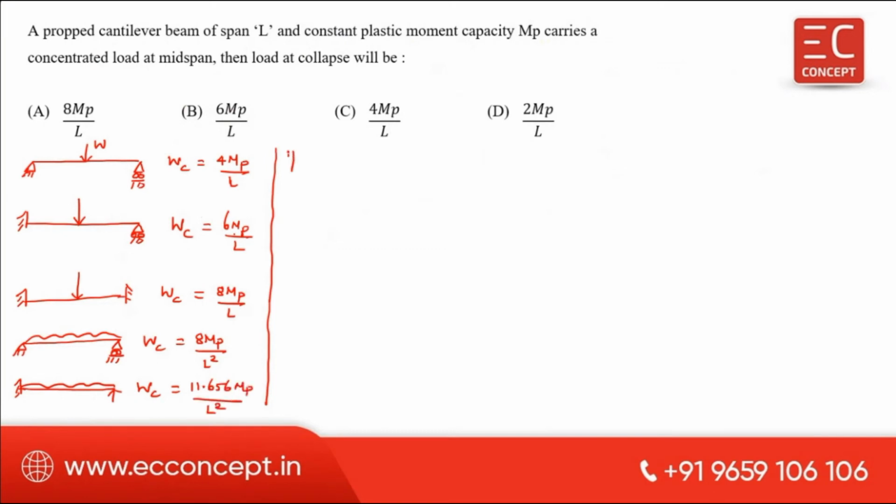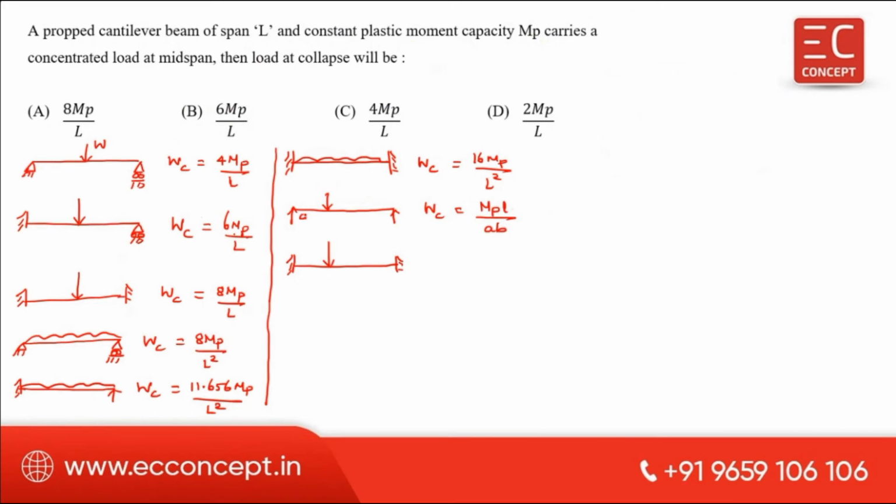Then the fixed beam which is subjected to UDL acting throughout the span: the collapse load is equal to 16 Mp by L square. Then simply supported beam subjected to eccentric load: the collapse load is equal to Mp L divided by a b.